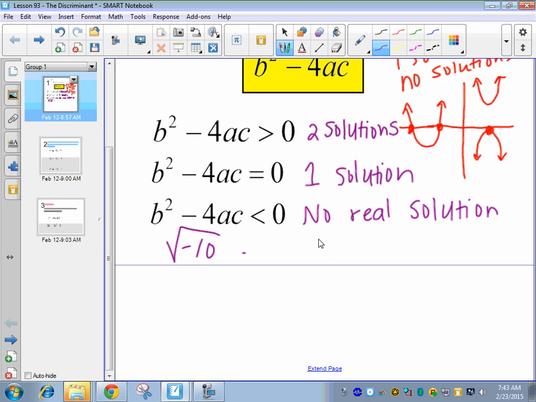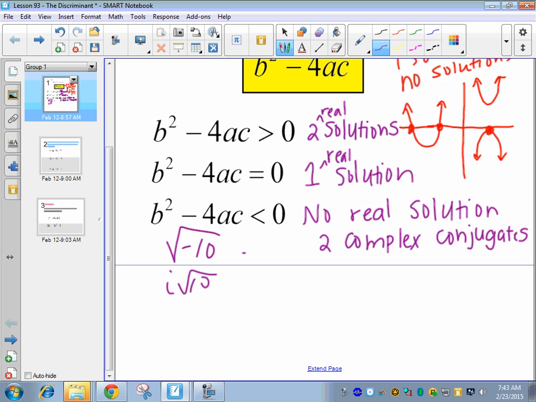Okay, we actually get 2 complex conjugates, because that's when you get the i root 10, okay? But it never crosses the x-axis because there's no real solutions. There's only the complex solutions, which are the i's. All right? And I should probably add this in. This is 2 real solutions and 1 real solution, okay?